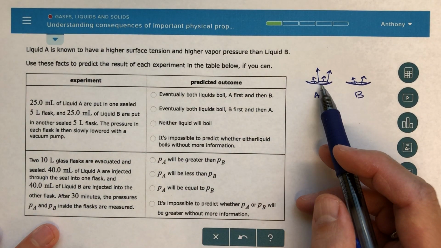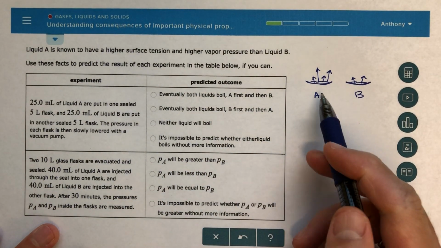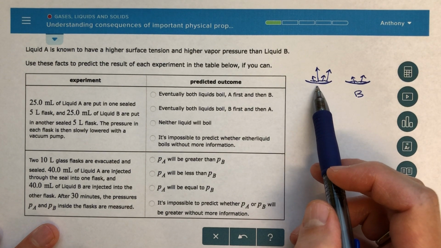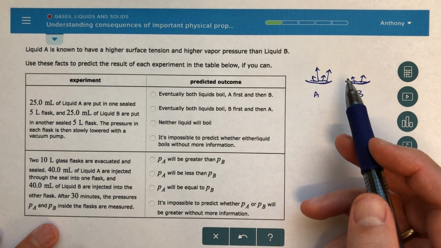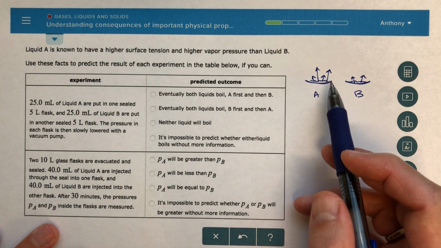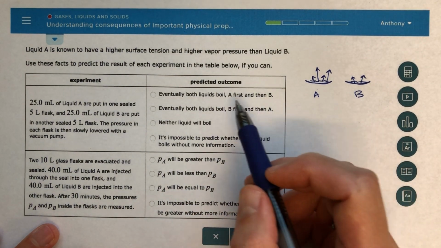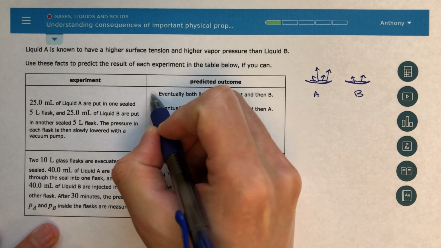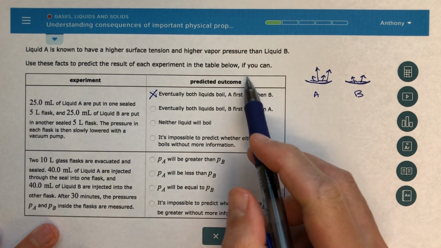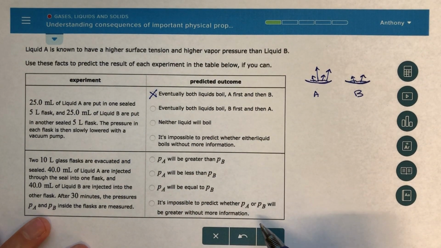Well, boiling is when the vapor pressure is equal to the atmospheric pressure, and we know that liquid A has a higher vapor pressure, so it's going to boil more quickly, right? If it already has a higher vapor pressure, we're going to get to that boiling point more quickly. So eventually both liquids boil, A first and then B, and again, that's based off of this higher vapor pressure.